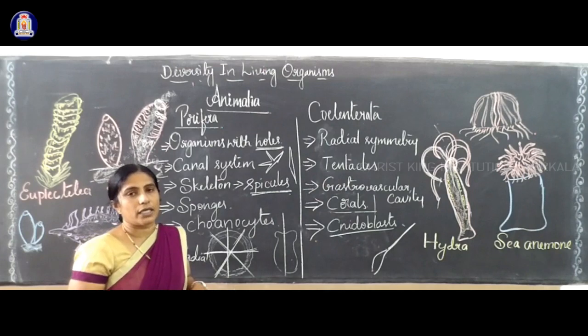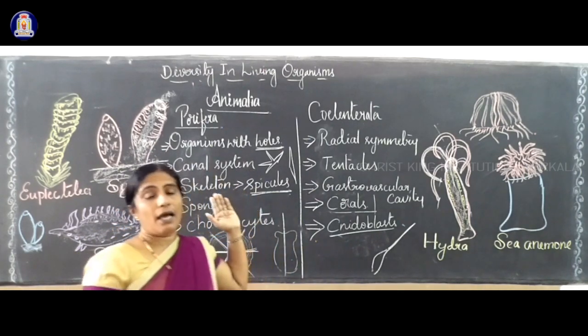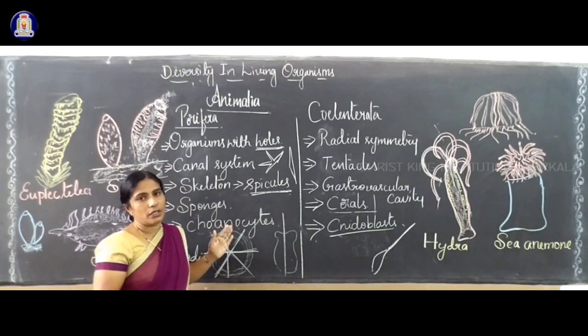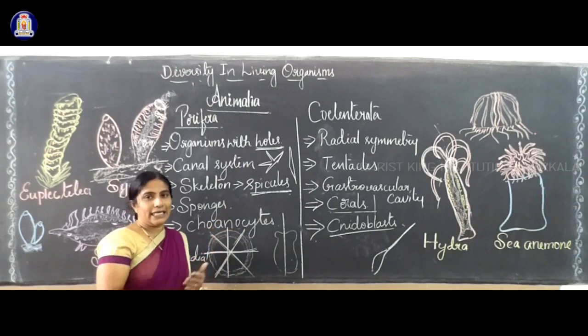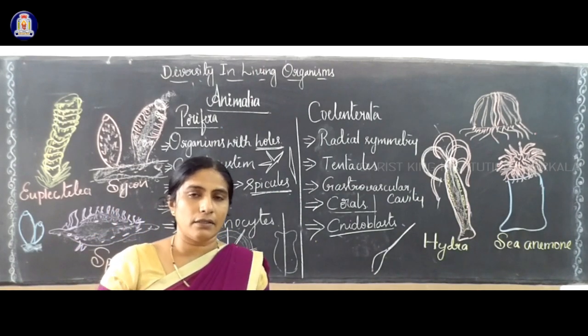Next we are going to study two groups after Porifera and Coelenterata. The next two groups, still higher groups, are Platyhelminthes and Aschelminthes. That is nothing but flatworm and roundworm.